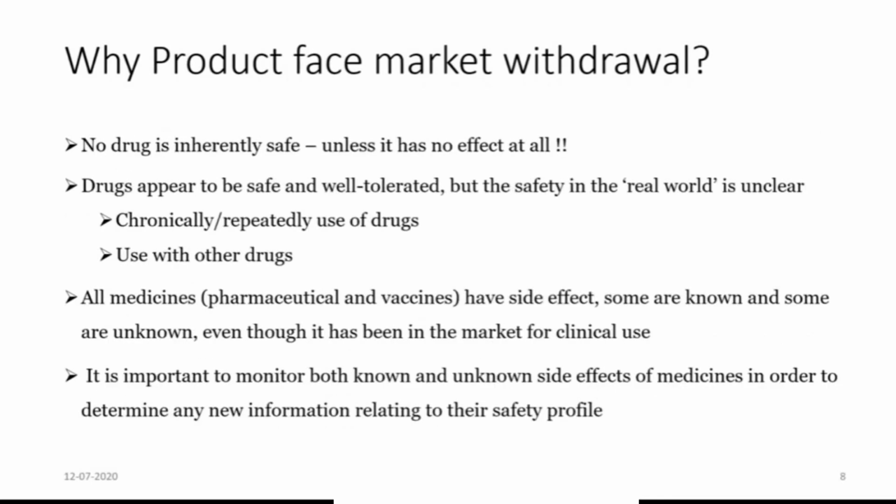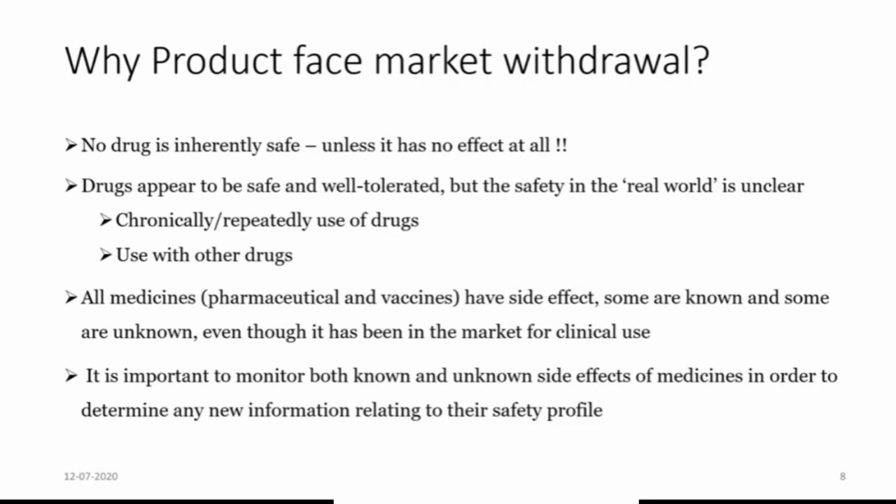It is also known that no drug is inherently safe unless it has no effects at all. A drug appears to be safe and well tolerated, but drug safety in the real world is very unclear because of chronic use of the drug and use of other medications with the reported drug. All medicines have side effects, some of which are known and some are not. Even then we get market approval based on the data of clinical trials. Most of the events occur after the drug is marketed.